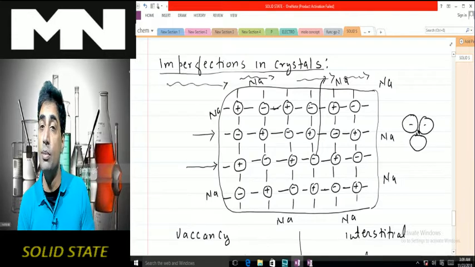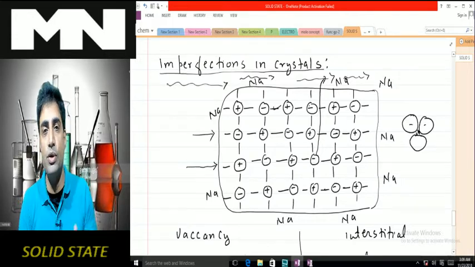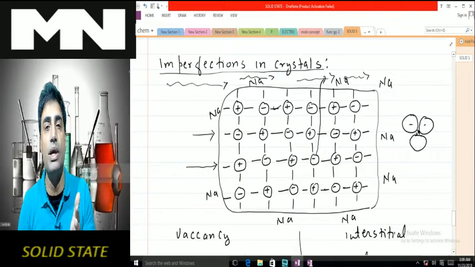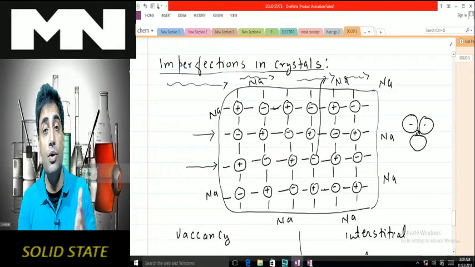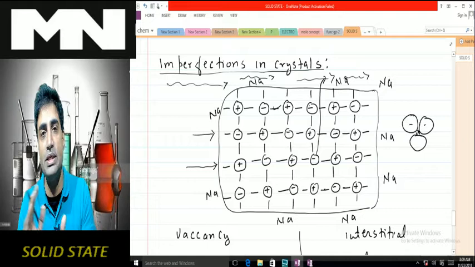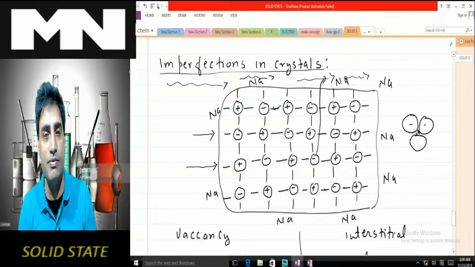That means the molecular formula has changed. Initially say you have got 100 Na positive and 100 Cl negative. Now say 10 Cl negative, they have moved out of the crystal to combine with sodium. You have got 100 Na positive but you have got 90 Cl negative. So the molecular formula is changing. Here you are seeing metal excess imperfection. More number of metal ions are there.